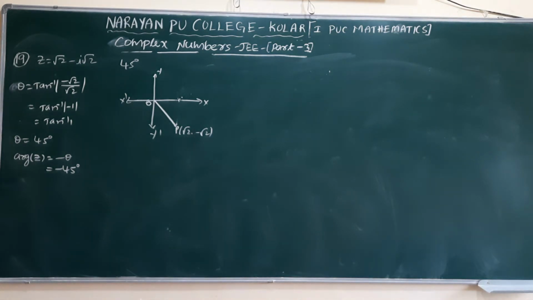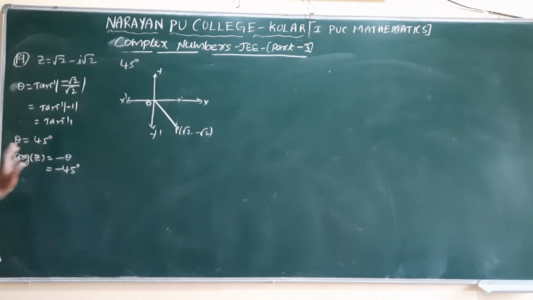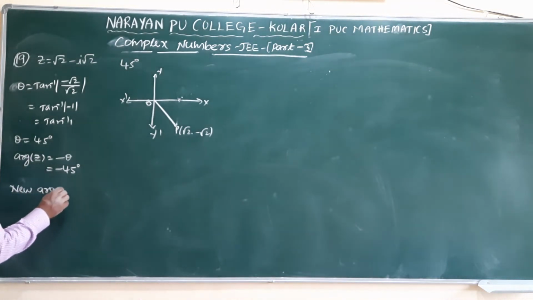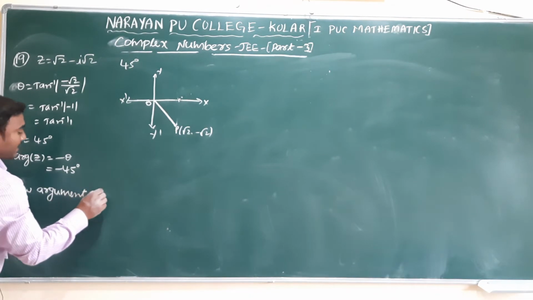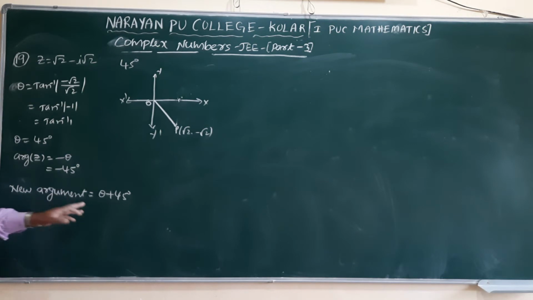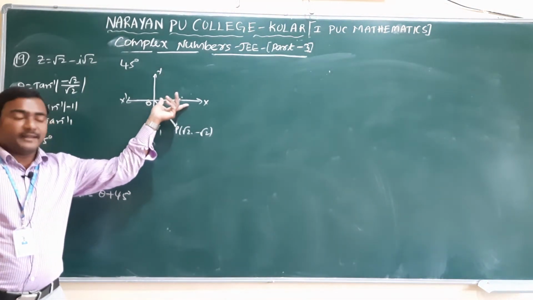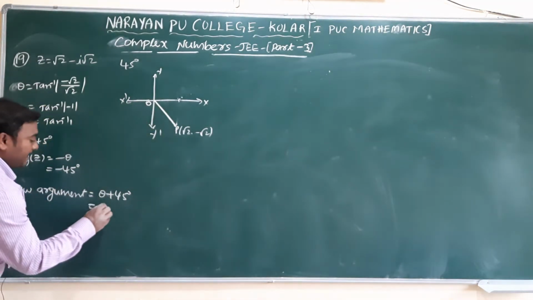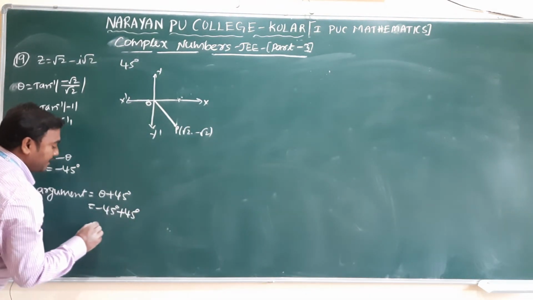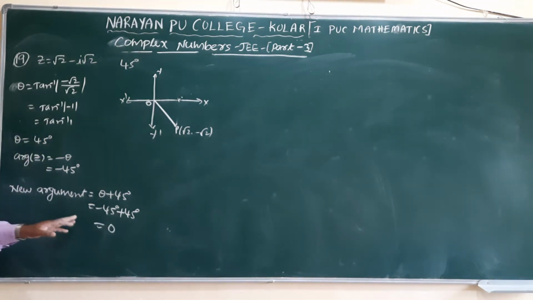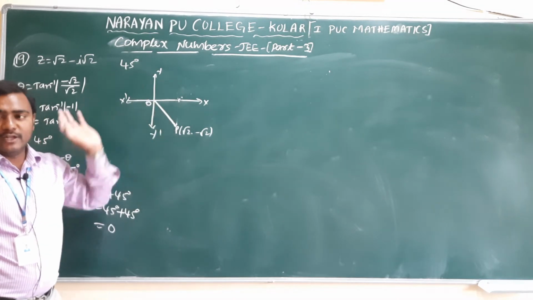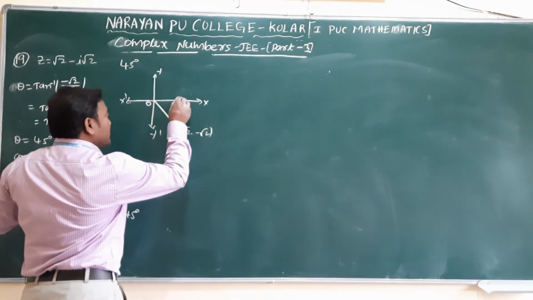Now you have to put in the new argument. So the new argument here is theta plus 45 degrees. It rotates by 45 degrees. Again theta value here is minus 45 degrees plus 45 degrees, getting 0. So the new argument we are getting is 0. The 0 means it lies on the x axis, and here the y value should be 0. So the new position is like this.